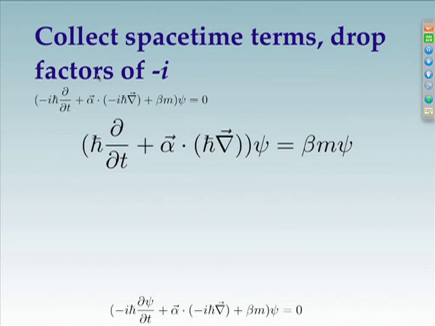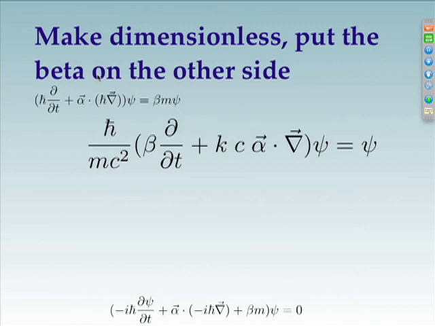I'm going to drop all factors of i. Now I've got a time derivative and a del operator, and I don't have any factors of i. So that step was pretty simple. I'm going to make this thing dimensionless by putting the beta on the other side. So I put that over there. But I'm really rearranging things a bit.